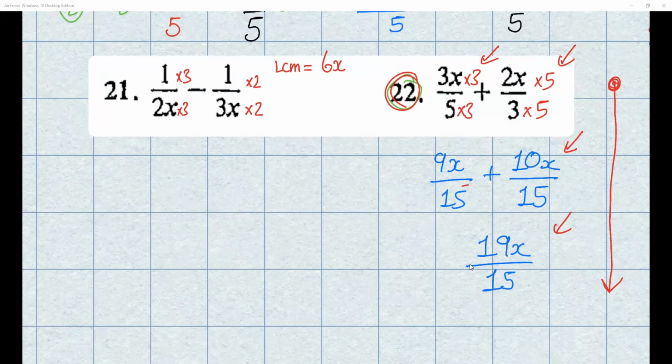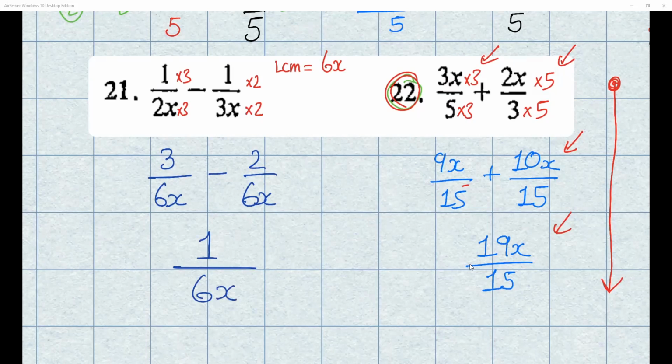Carry on. Okay, so the first one, when you do all the timesing, it's 3 over 6x. And then? The second, minus 2 over 6x. Okay, and then the final answer is? So you just minus the top, 3 minus 2, which is 1, and then the bottom one stays the same. Okay, why didn't you minus the bottom ones? Because then it's not equal. Yeah, we never ever minus or add the bottom of a fraction. Never ever minus or add the bottom of a fraction.